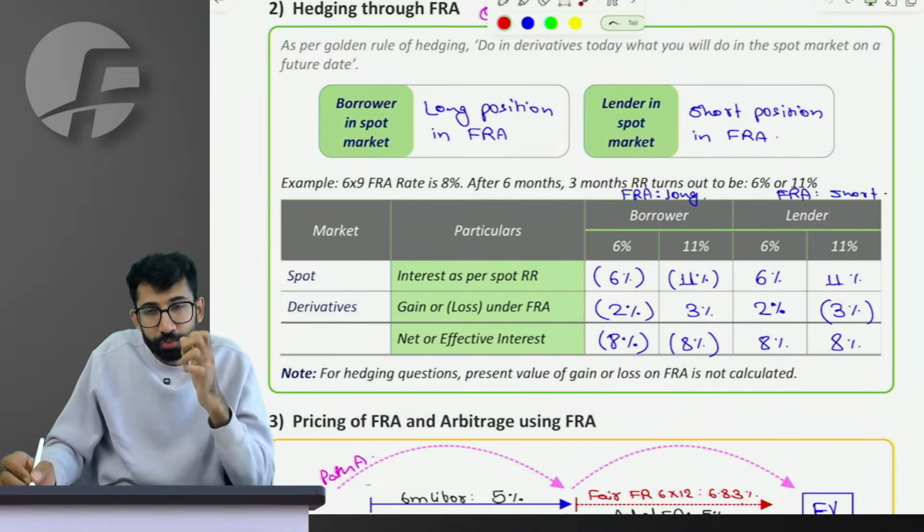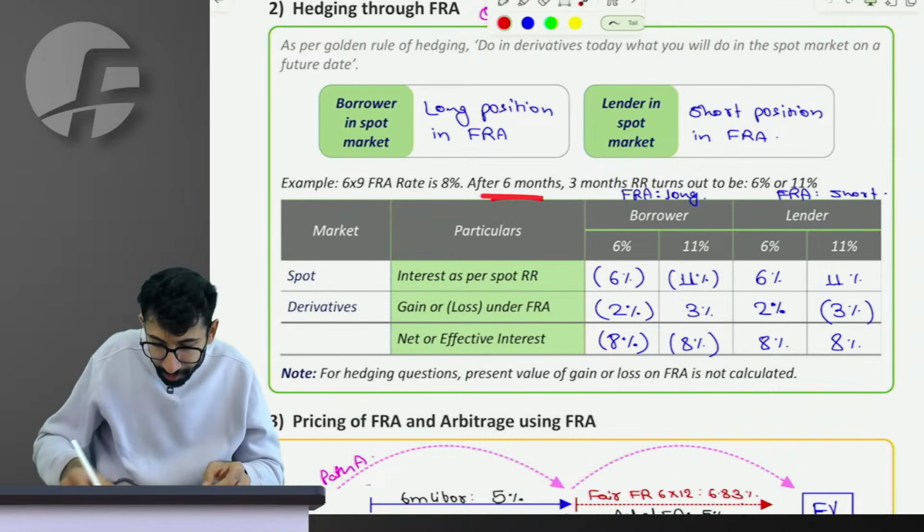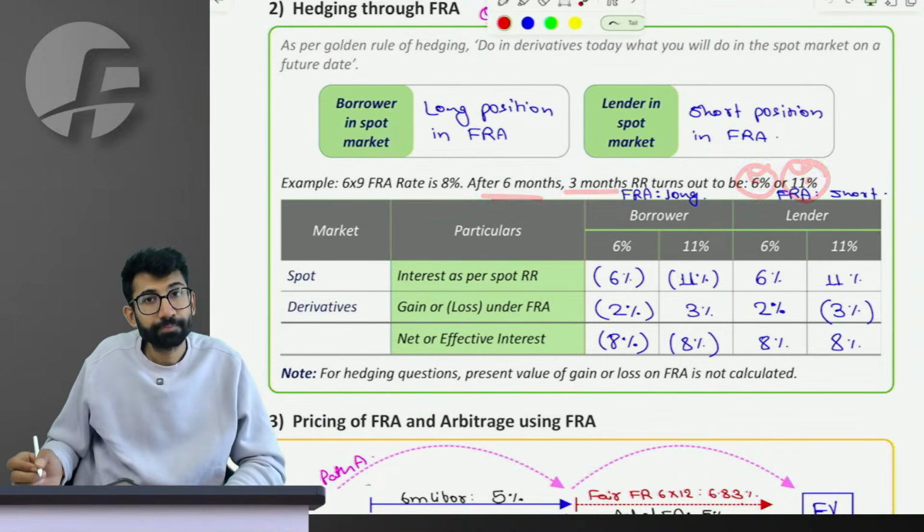So today I have 2 positions. Sir, after 6 months, for a period of 3 months, suppose the rate in the market turns out to be 6 and 11.